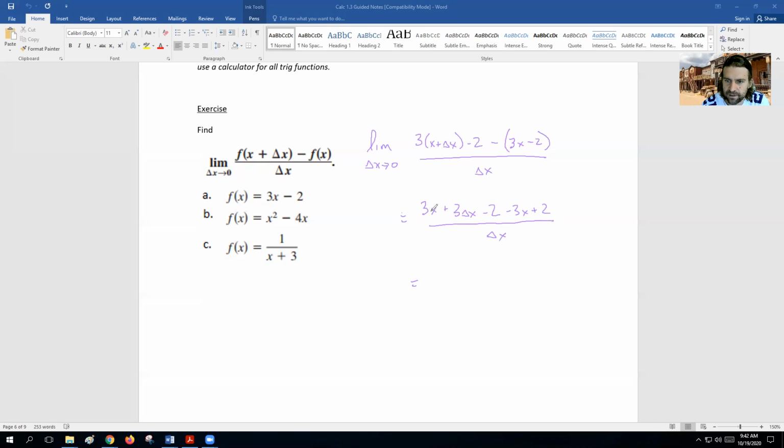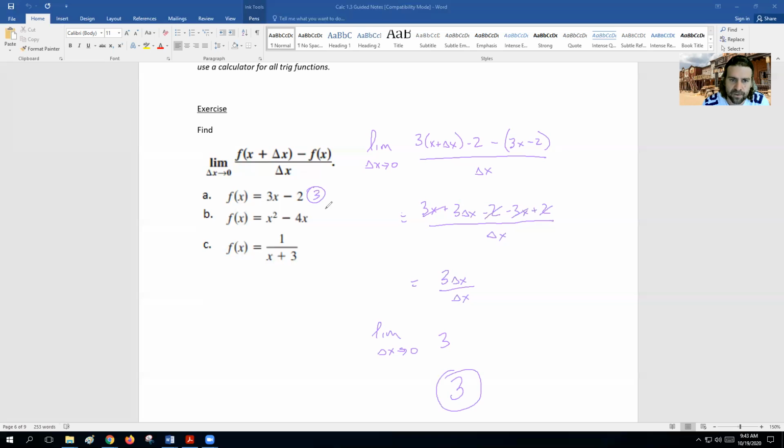So I could eliminate the 3x's here. I could also eliminate the minus 2 and plus 2. And we'd get a 3 delta x over delta x. And really, this is the limit as delta x approaches 0 of 3. Now, since there is no delta x, we can just plug in nothing, and so our answer would just be 3. So this first one here is 3.